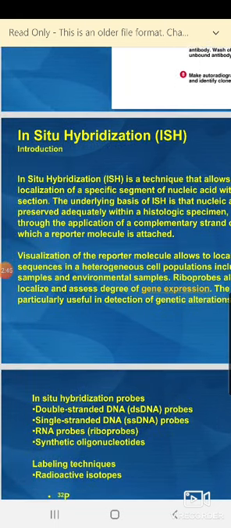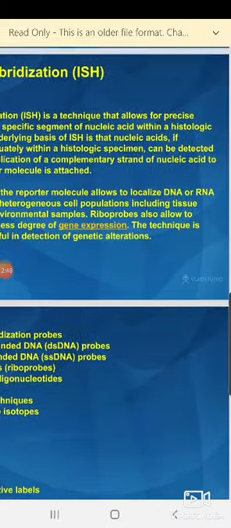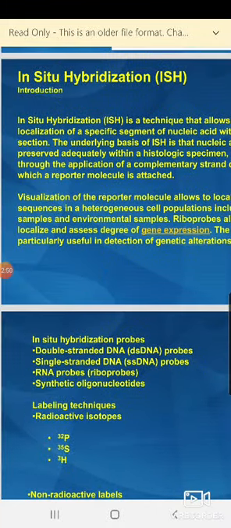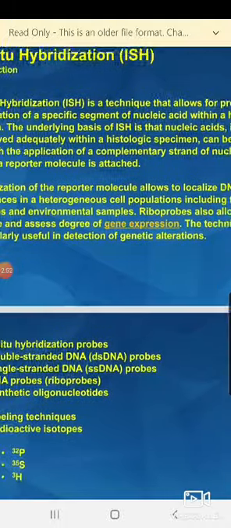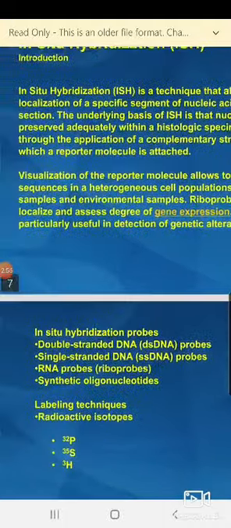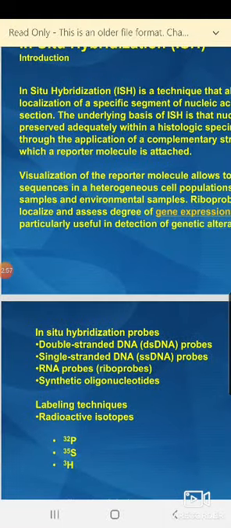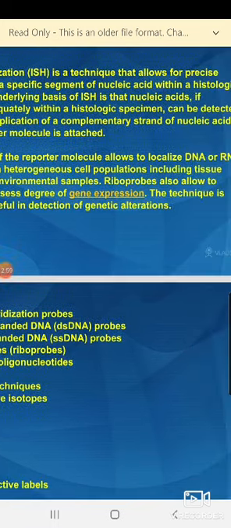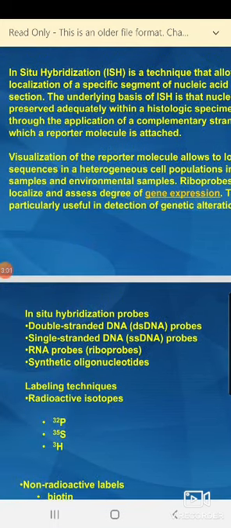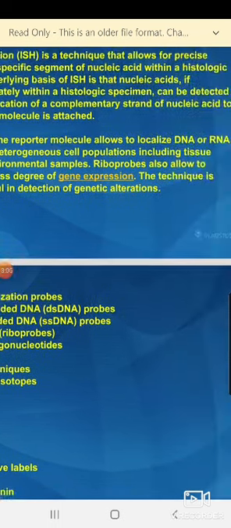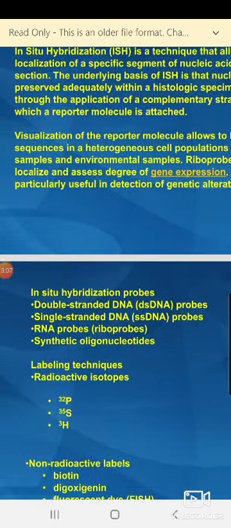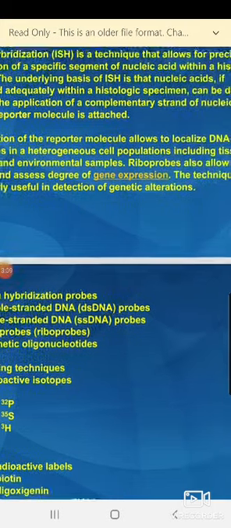Visualization of the reporter molecule allows us to localize a DNA or RNA sequence in a heterogeneous cell population, including tissue samples and environmental samples. Riboprobes also allow us to localize and assess the degree of gene expression. The technique is particularly useful in detection of genetic alteration.